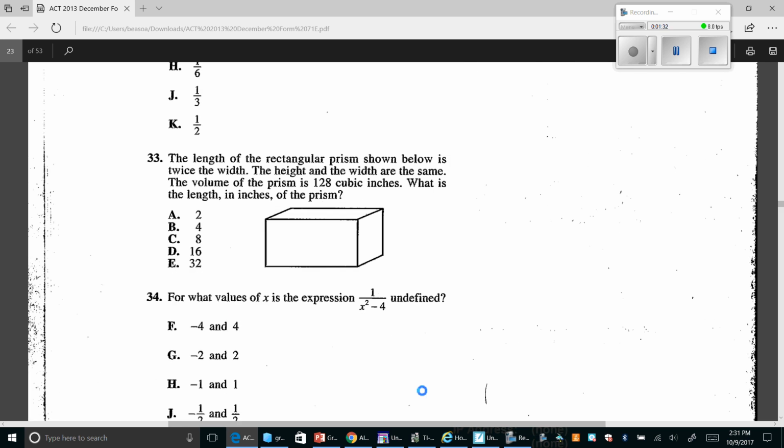33. The length of the rectangular prism shown below is twice the width. The height and the width are the same. The volume of the prism is 128 cubic inches. What is the length in inches of the prism?